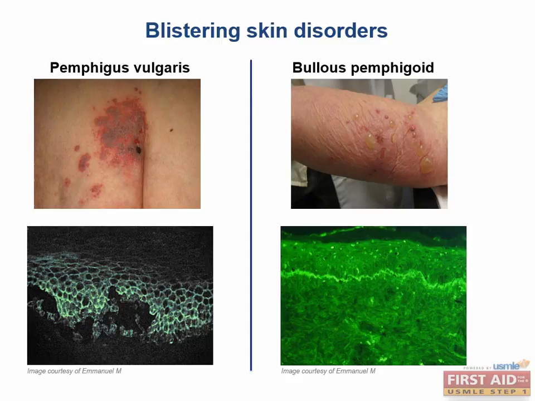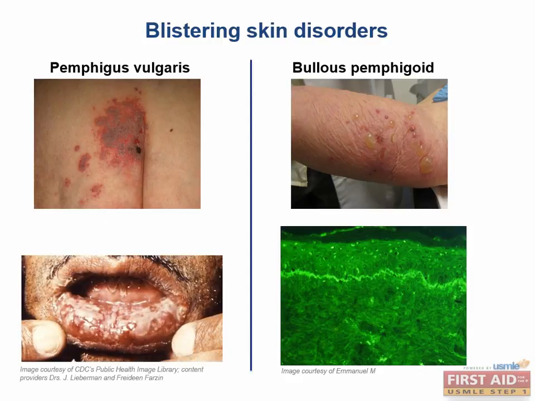pemphigus vulgaris. Also, Nikolsky sign, or easy separation of the skin with gentle stroking, is seen in pemphigus vulgaris. If the skin doesn't separate with a gentle touch, it's more likely to be bullous pemphigoid. Another distinction is that pemphigus vulgaris will affect the skin and oral mucosa, while bullous pemphigoid only affects the skin and will not affect the oral mucosa.